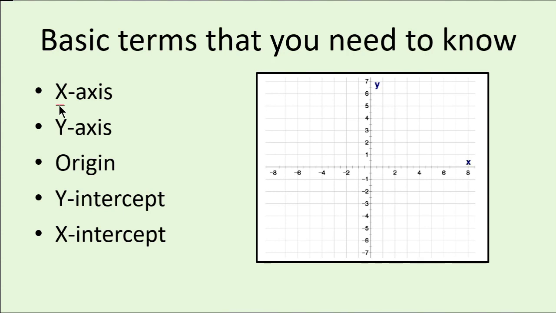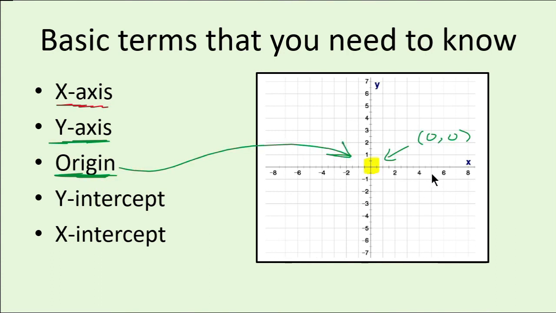The first term that we need to know is the x-axis. X-axis is the horizontal line here. Now, y-axis is the vertical line of an xy graph, so this is the vertical line. Now let's talk about the origin. Origin is the center here. Point 0, 0 will be our origin. Some people do not know this, but origin is actually the center of the Cartesian coordinate system.